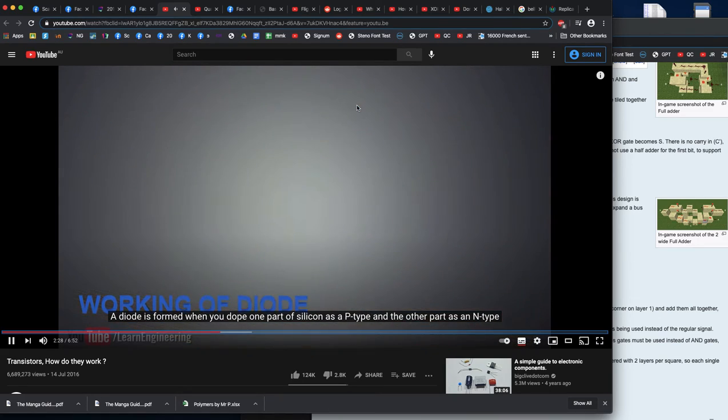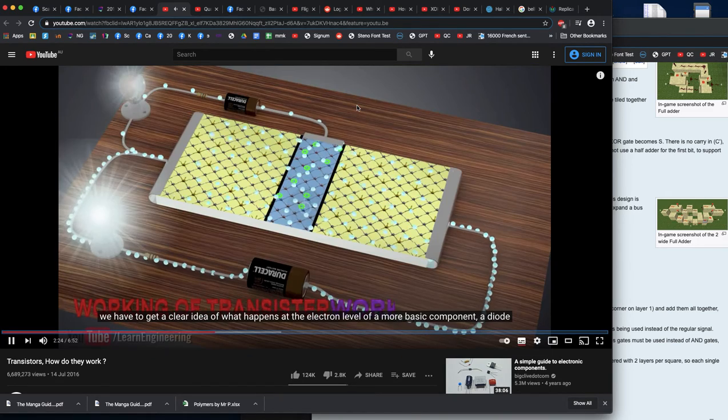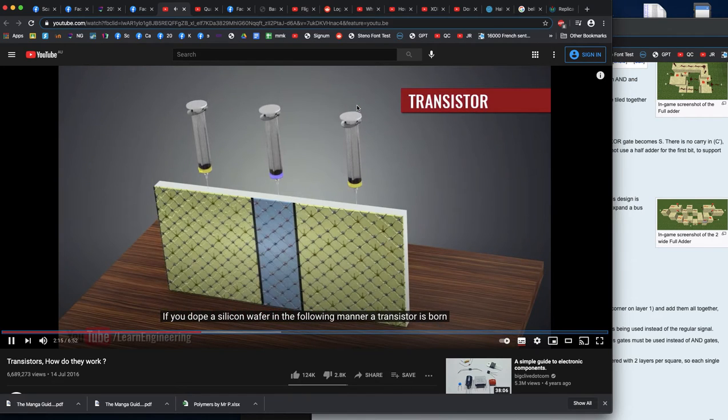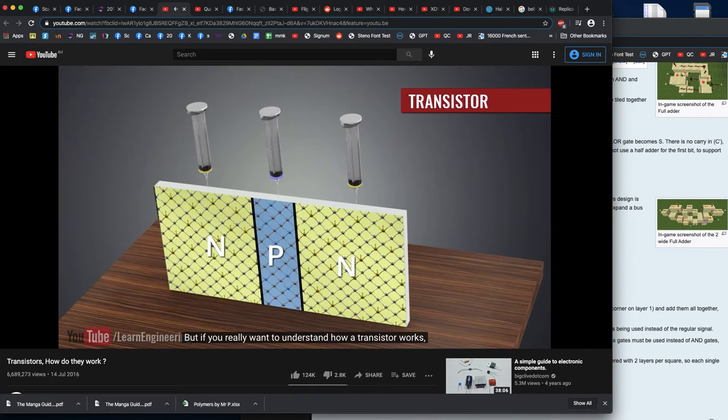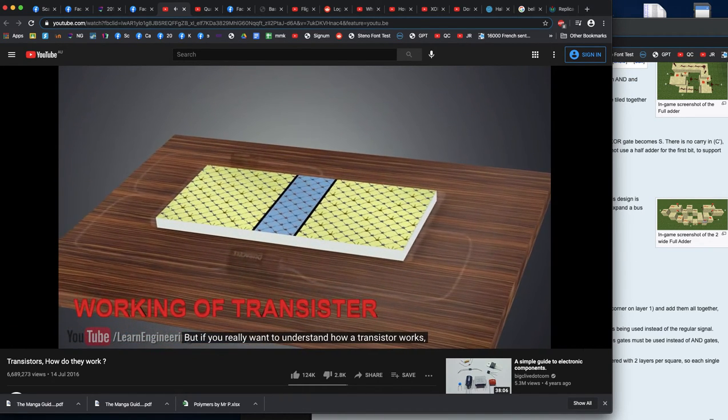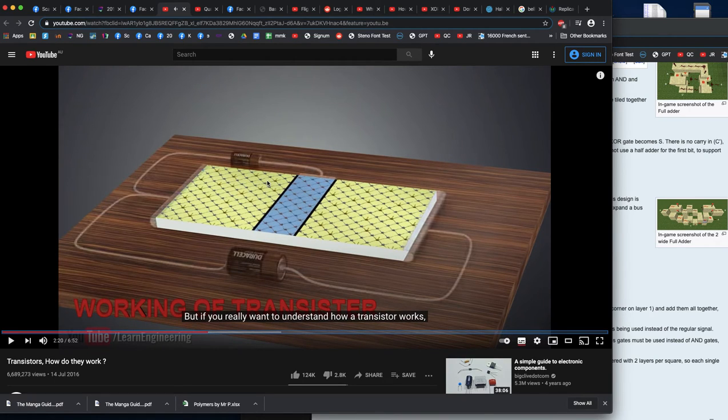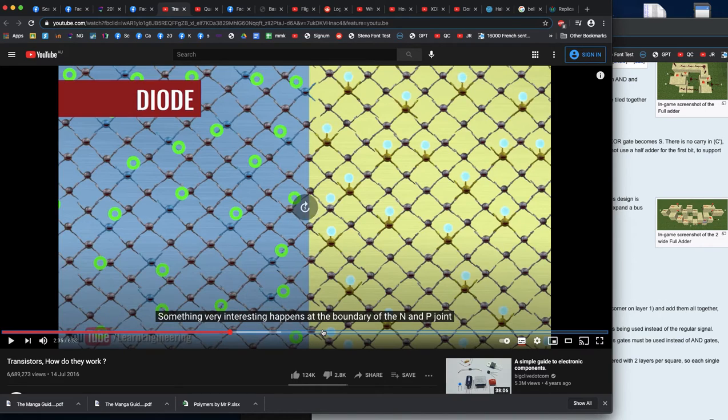Okay. A diode is formed when, so with a transistor, we'll just quickly go back. But if you really want to understand how a transistor works. Okay, so the transistor will only work when this battery is on. If that battery is not on, the electricity can't flow from the big battery. But before we get to a diode, what's a transistor? What's a diode?